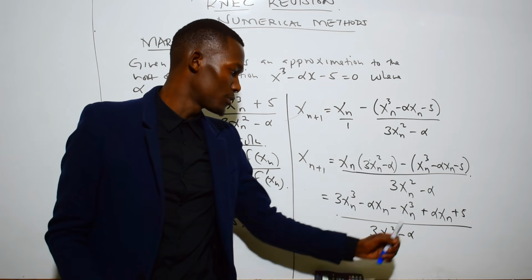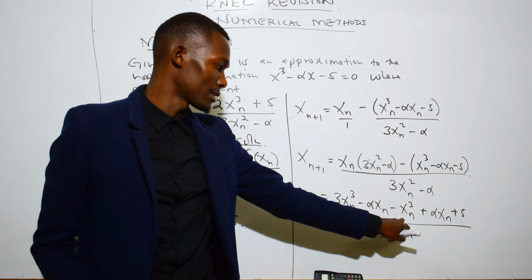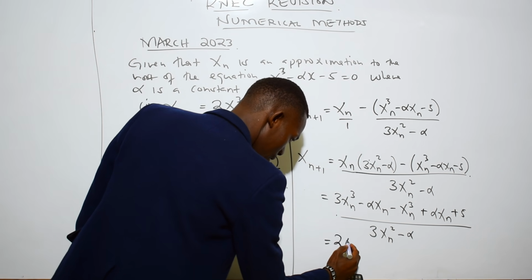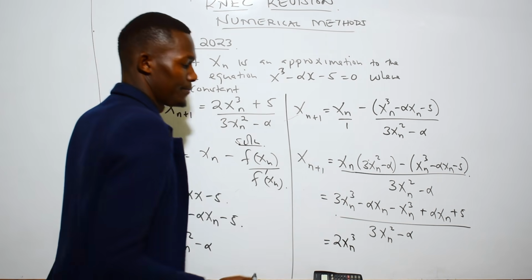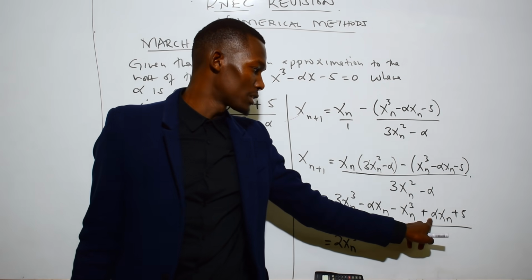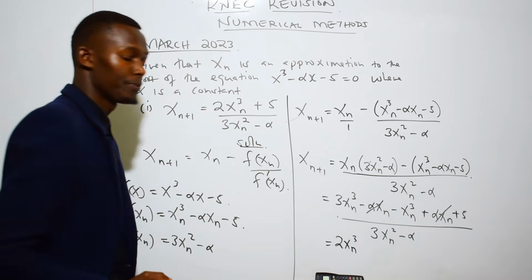cubed, this one is cubed. So 3xn, which are 3xn cubed minus this, so you remain with 2. You can just say here we have 2xn cubed. Then we have a negative alpha xn, and we have a positive alpha xn. So this and this cancels to become 0.